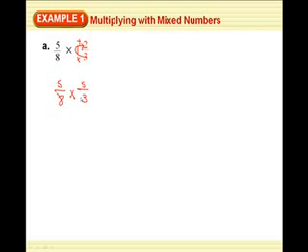So now we have top times top, bottom times bottom. You should always look to cancel first. 3 and 5 do not have a common factor. 5 and 8 do not have a common factor, so we just multiply our numerators and get 25, multiply our denominators and get 24. And that's an improper fraction. 24 goes into 25 1 and 1/24.